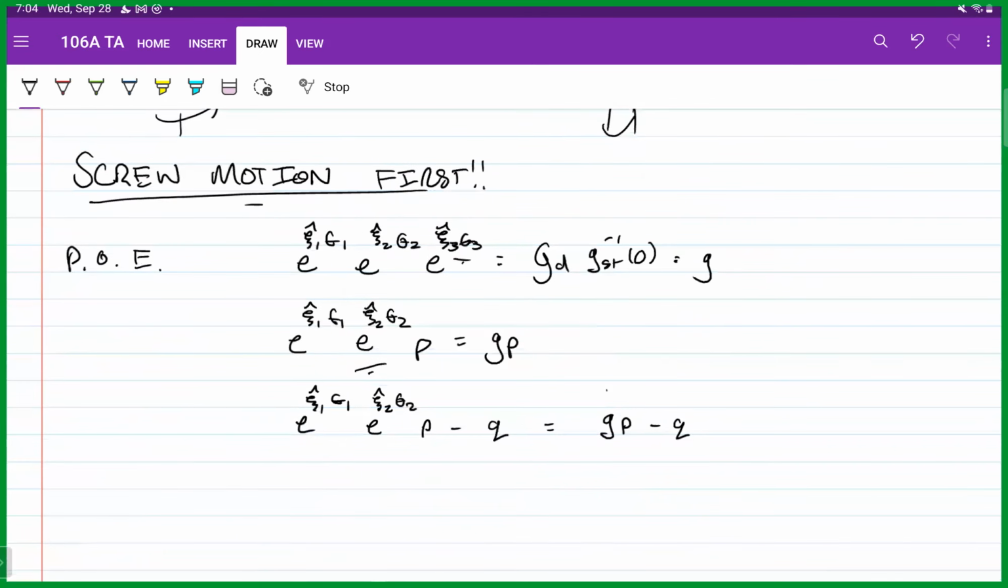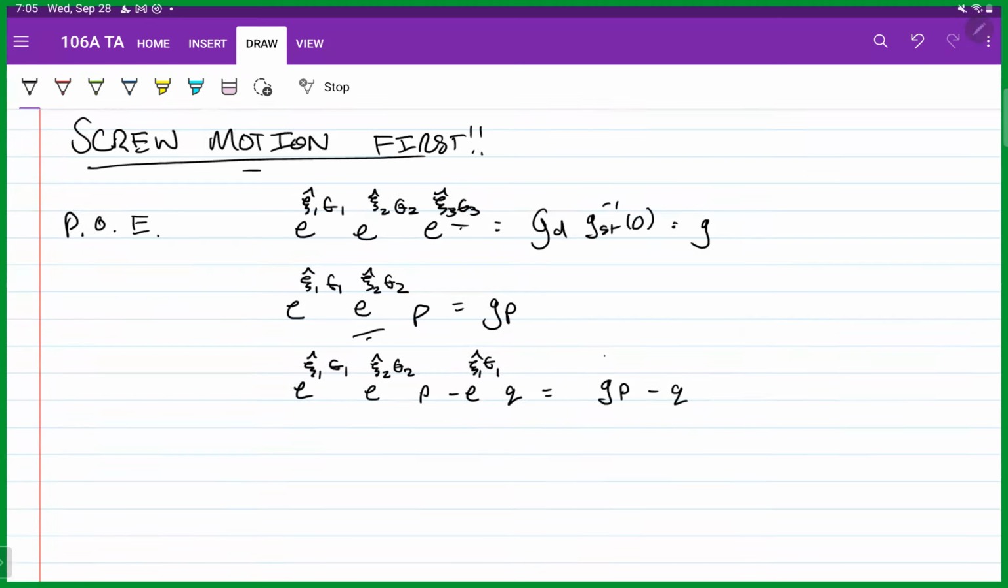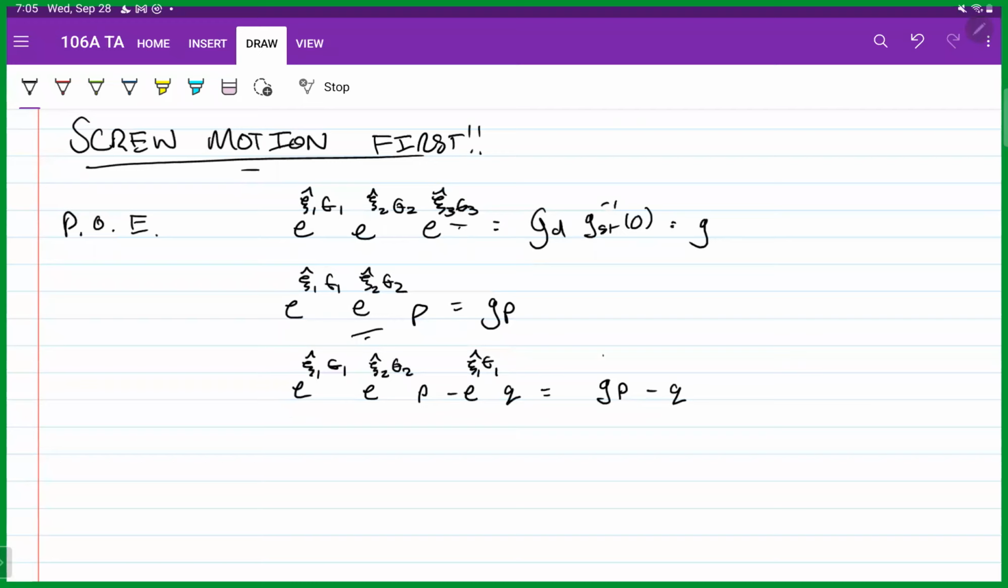So once again, since xi1 is doing nothing to this point Q, this is the same thing as multiplying e to the xi1 hat theta 1 times that point Q. Exact same thing. So now we have this e to the xi1 hat theta 1 on both of these terms, and I'm going to factor it out. This should seem a little bit familiar from what we did last time. A lot of these similar patterns will be coming up in all of these inverse kinematics problems.